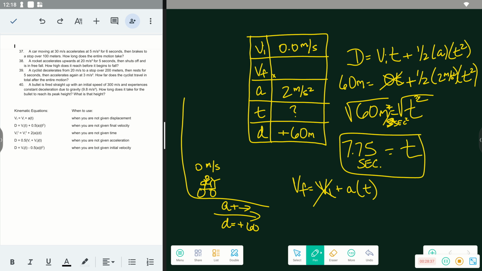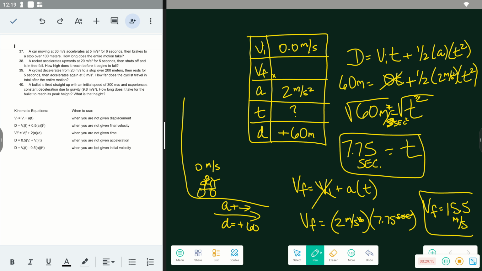But you already know that this is 0, and you know that acceleration times time gives you final velocity. So final velocity equals 2 meters per second squared times 7.75 seconds. The seconds cancel, and you're left with, it's like 15.50? Yeah, it's 15.5. So your final velocity is 15.5 meters per second.